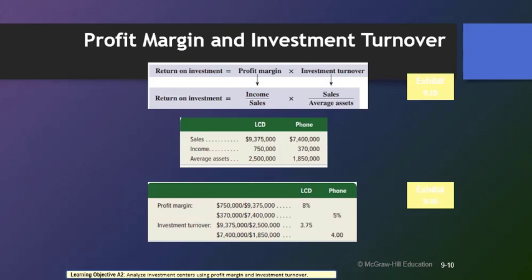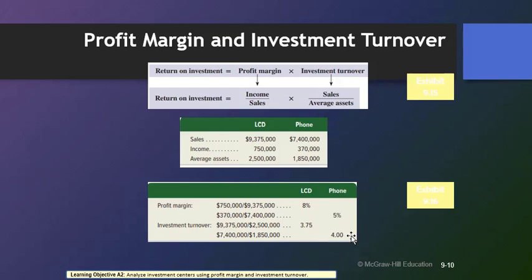All right. Next, we can look at profit margin and investment turnover. Again, for these, we're just going to follow our formulas. Return on investment is going to be profit margin times investment turnover. The formula for profit margin is income over sales. The formula for investment turnover is sales divided by average assets. So we can make our computations as seen here, and not surprisingly, the LCD division has a higher profit margin than the phone division. They are currently sitting at an 8% profit margin compared with only a 5% profit margin for the phone. For investment turnover, we've got the LCD division at 3.75, and we have the phone division at 4.